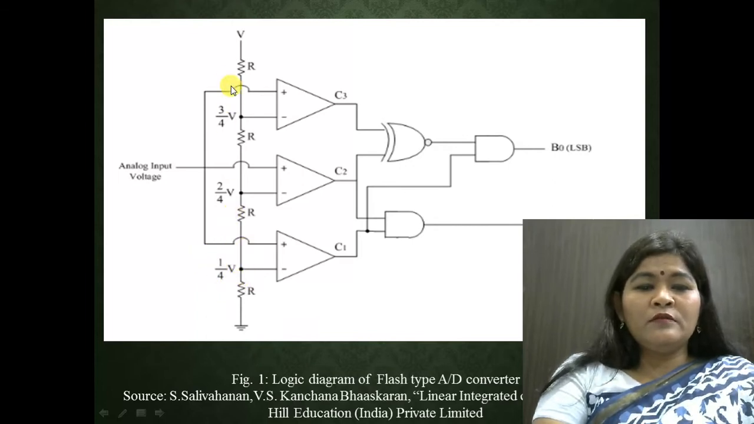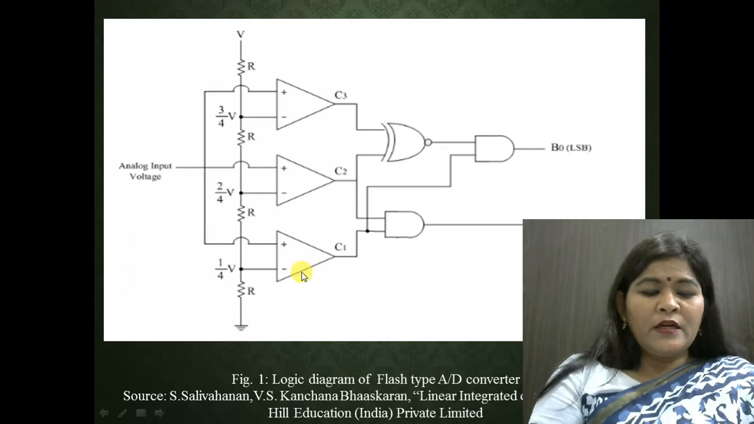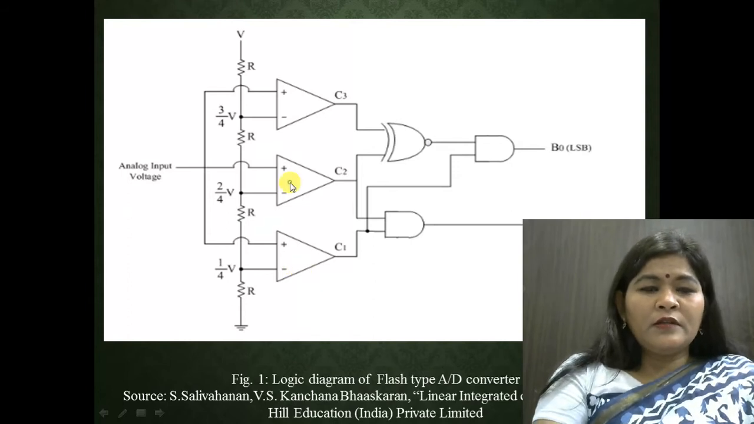So this input voltage will be compared here, and the output of the comparator is applied to this encoder circuitry. This encoder circuitry is the combination of two AND gates and an XNOR gate. So this is the basic circuitry of the flash type A to D converter.